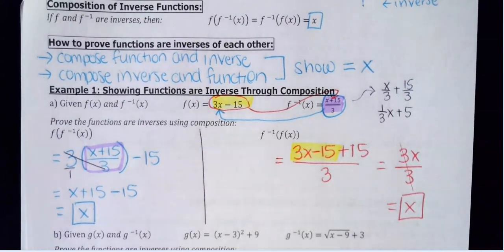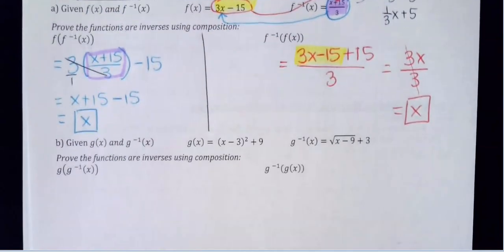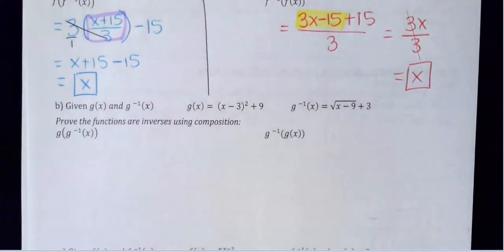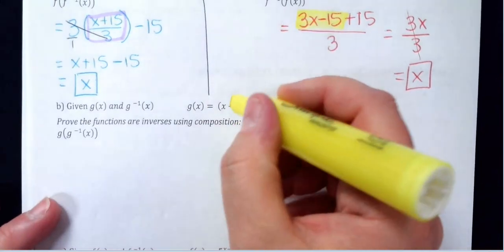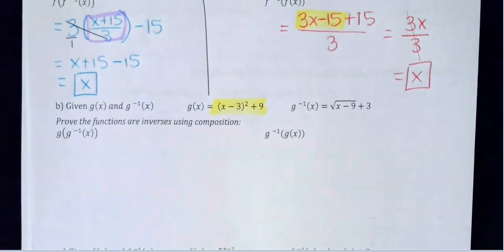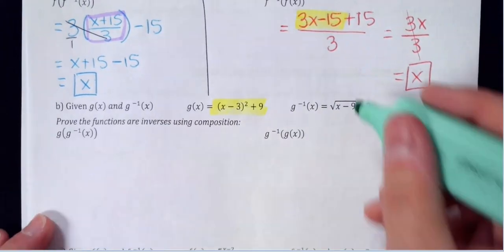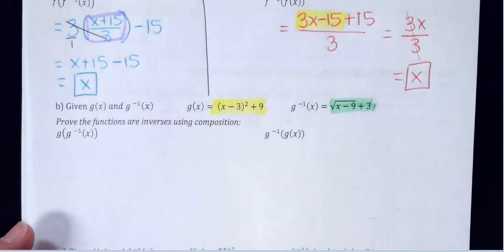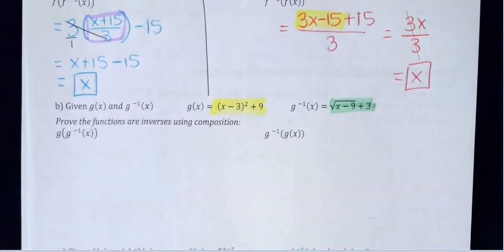Okay, so those are both lines. Let me show you these inverses. In example B, I've got a quadratic, that's the squared, so a parabola, and then I've got a square root. So square root and squared cancel each other out. Square root and squared are inverses of each other. So my original is going to be a parabola, so it's just x minus 3 squared plus 9. And my inverse is going to be the square root, which is square root x minus 9 all under the square root, and then a plus 3 on the outside.